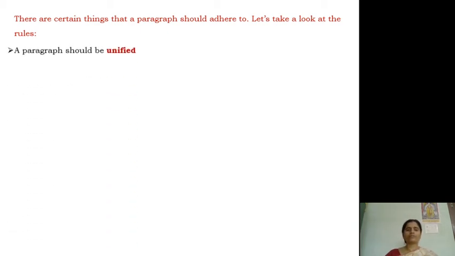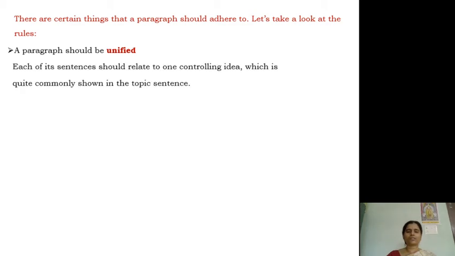That means we have to follow a few things when we are constructing a paragraph. A paragraph should be unified. That means all the points stated in the paragraph should tell us about one single idea. There should not be a mixture of different ideas in one paragraph, but it should tell us about one single idea. So we said a paragraph should be unified.